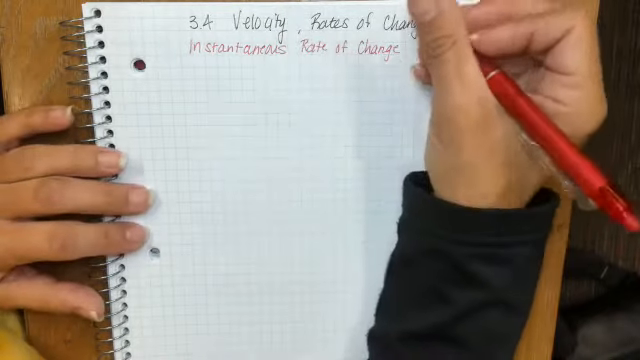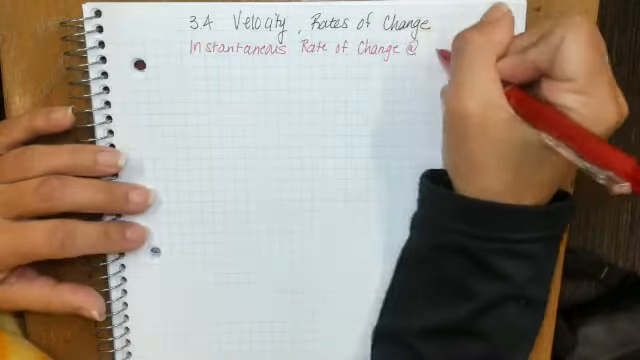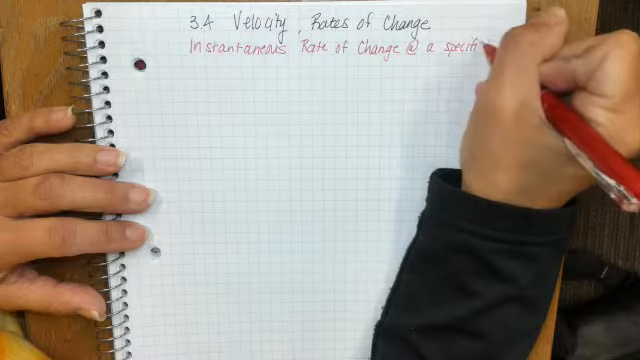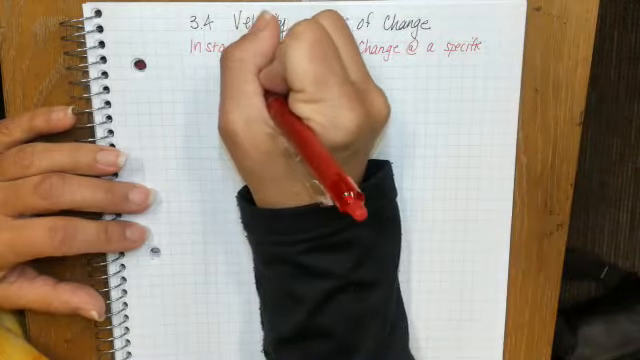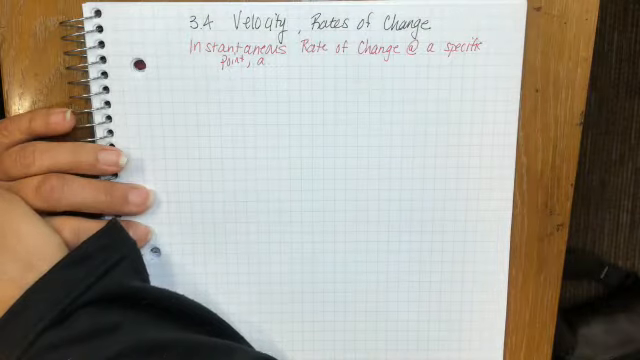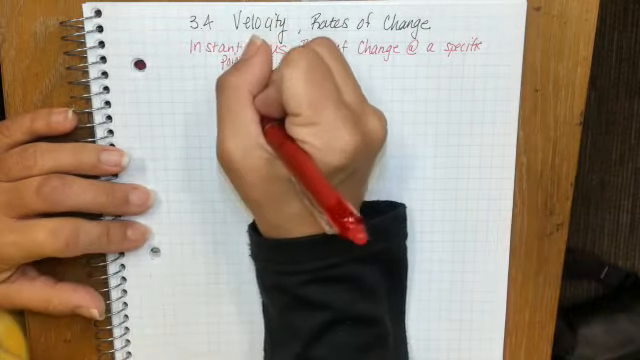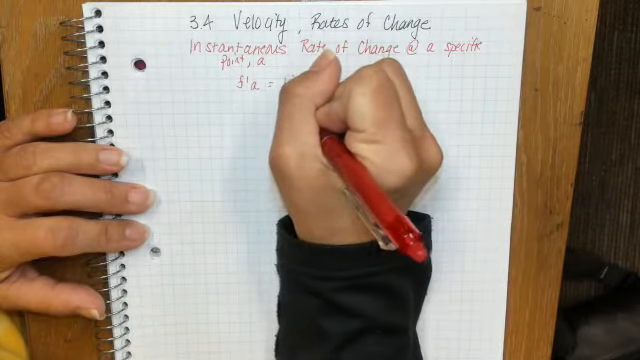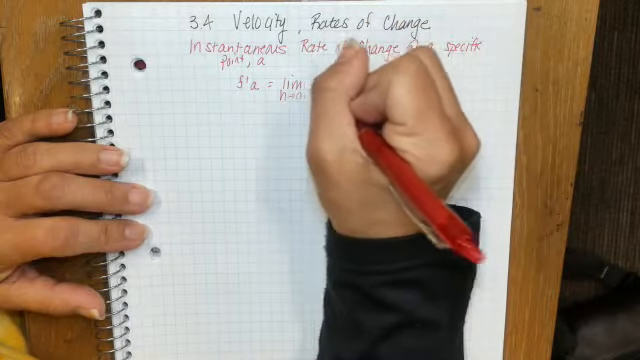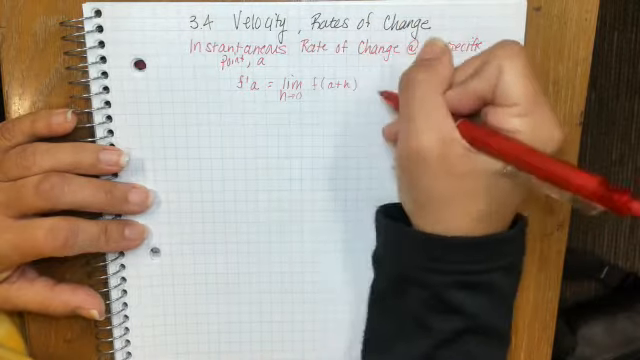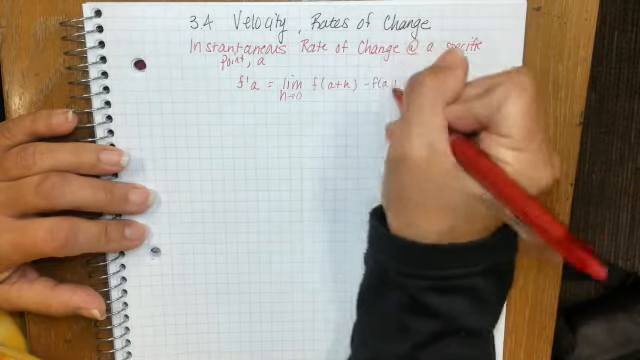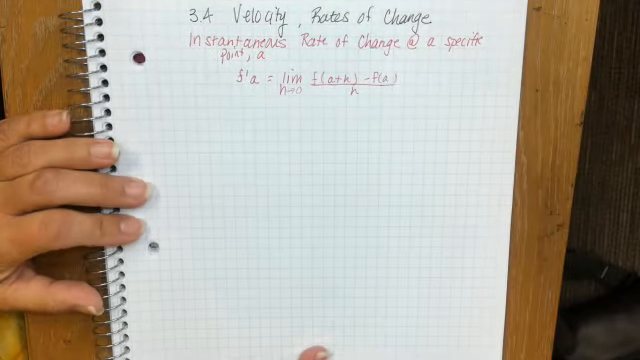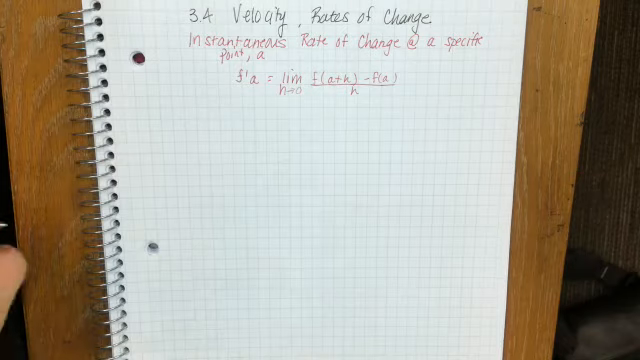So at a specific point A, okay, hopefully you recognize this as the derivative. f prime is equal to the limit as h approaches 0 of f of a plus h minus f of a, all over h. Okay, so that's the first thing hopefully we remember.